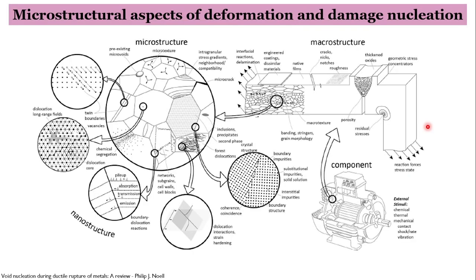Now, if we look at the microstructural aspects of deformation and damage nucleation, suppose we have a component, and a component has various macrostructures, as we can see. If we take one macrostructure and zoom in, then it has various microstructures. If we zoom in on one area, we can see the microstructure, and it has atomistic scales also. We can see the boundary structure, the vacancies, the twin boundaries, the boundary dislocation. So if we can improve the properties here or here, let's say, then the microstructure properties will be improved.